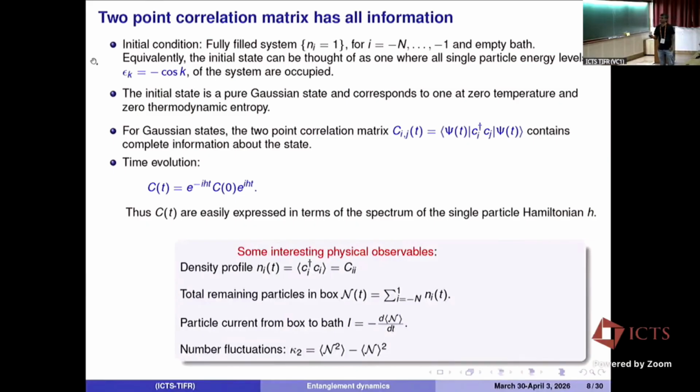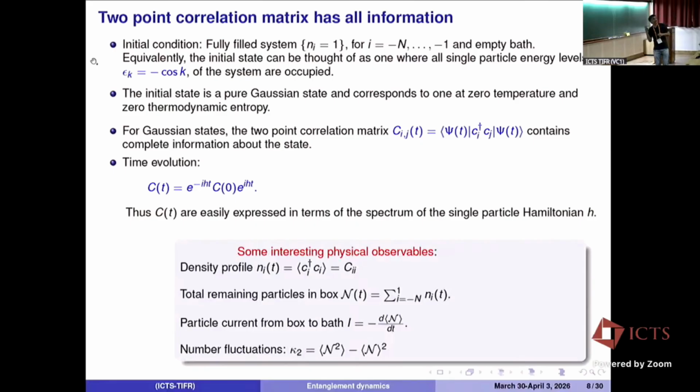It's a single-particle object, and you can evolve it numerically very efficiently. Once you have this correlation matrix, all physical properties are easy to determine. For example, the density is just given by the diagonal elements of the correlation matrix. And then you can study things like number fluctuations and so on. Everything is contained in this.